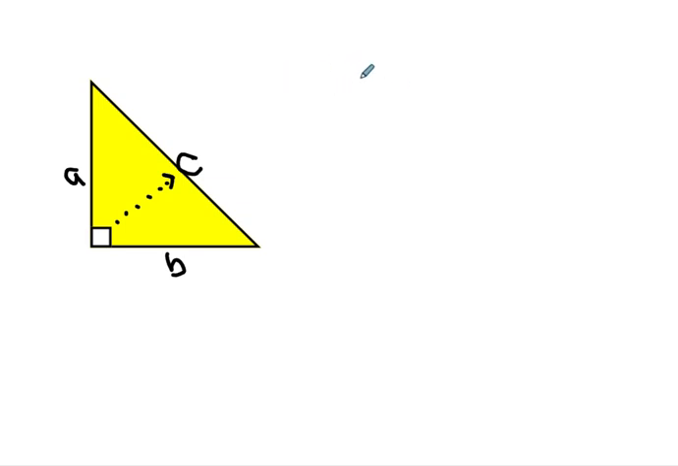So through our explorations, we found that if we took a square off of side A, its area or its side length squared, added to the area of a square off of the B face, those two areas added up to the area of a square made off of face C. So we got A squared plus B squared equals C squared.